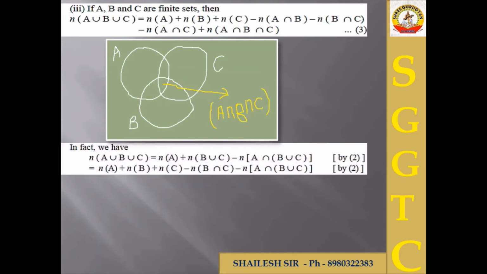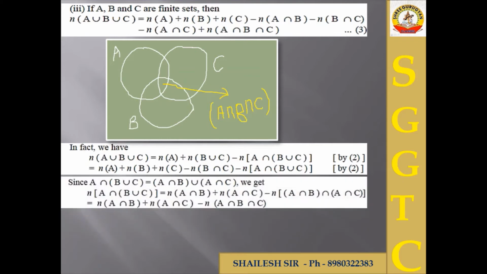So first of all, n of A union B union C equals n of A plus n of B union C minus n of A intersection B union C, from formula 2, and from formula 2 again you expand n of B union C. Students, focus only on n of B union C. Definitely you can say n of B plus n of C minus n of B intersection C, and the other is as it is. Now going to the last part. So look at the third one, A intersection B union C. We apply the distributive rule: A intersection B union A intersection C, and apply the n property.